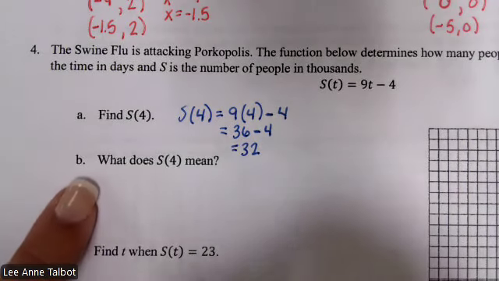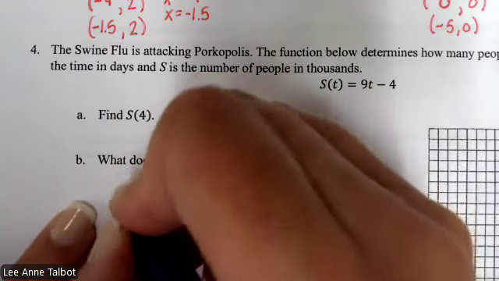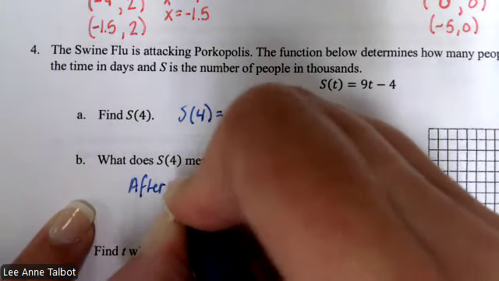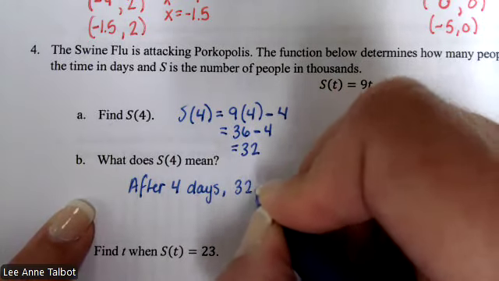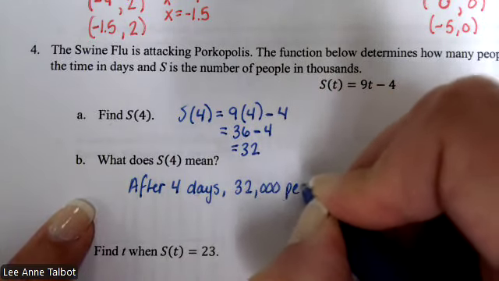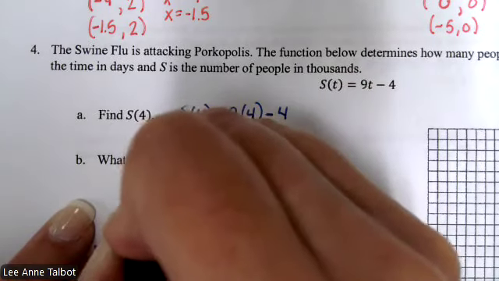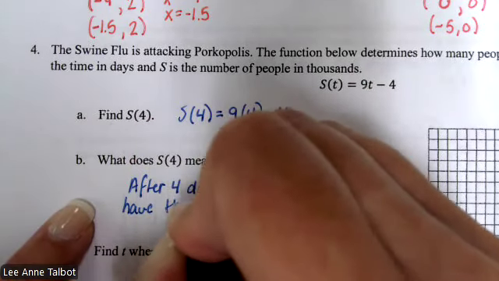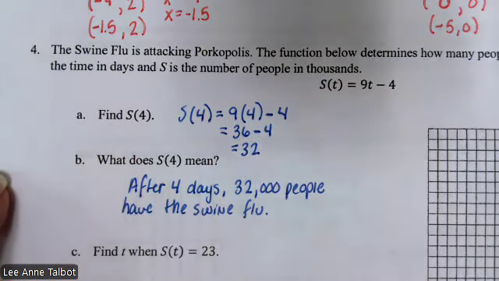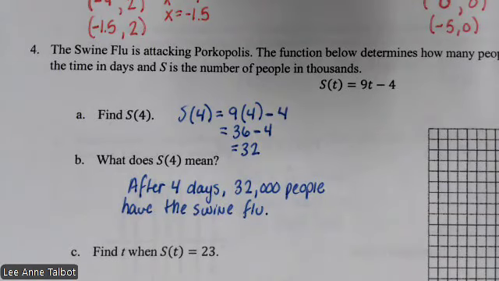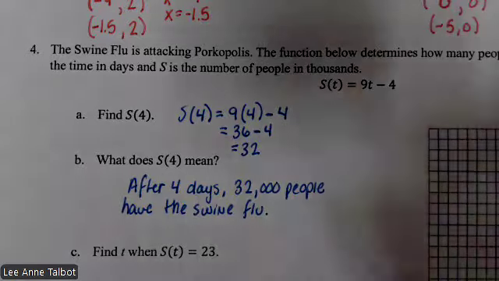What does S of 4 mean? After 4 days, 32,000 people have the swine flu. Can you guys tell why it's 32,000, not just 32 people? You see this part right here?